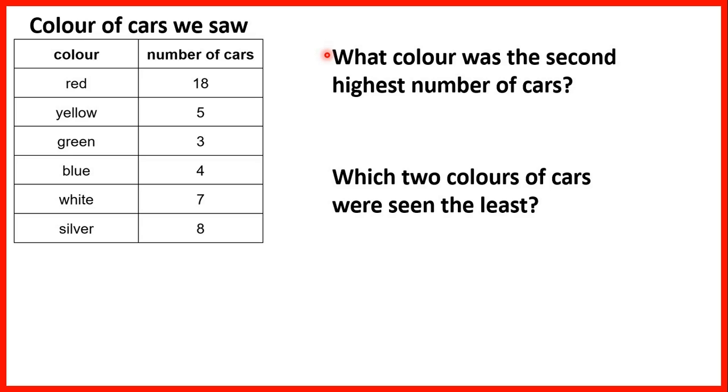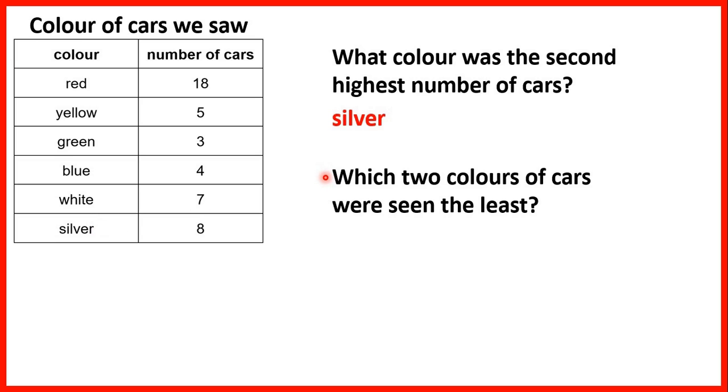What colour was the second highest number of cars? So let's find the second highest number that we have here. Now the highest number is 18, but then the second highest is 8. But it asks for the colour of car, not for the number. So we need to look across and see that 8 cars were coloured silver. So our answer is silver.